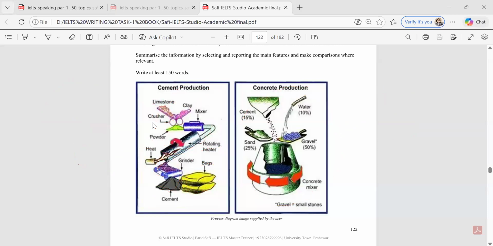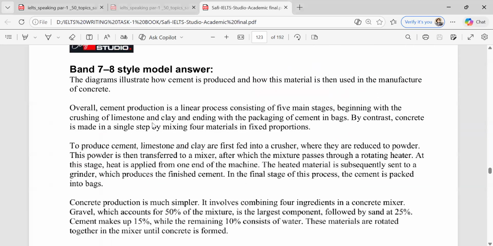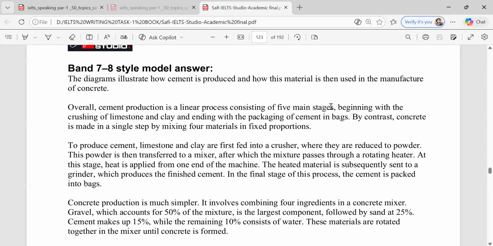So if it takes five stages, I had given you a formula to put in. Overall, cement production is a linear process consisting of five main stages. Can you see? So I mentioned five main stages. Beginning with, can you see beginning with? So it begins with crushing of limestone and clay. Or, if you want to make it a bit clearer from an overview point of view, you can write both of them as raw materials, so you can mention crushing of raw materials. And next, ending with packaging of cement in bags.